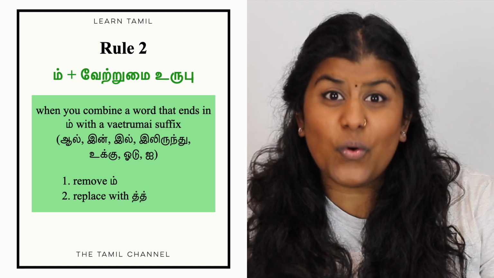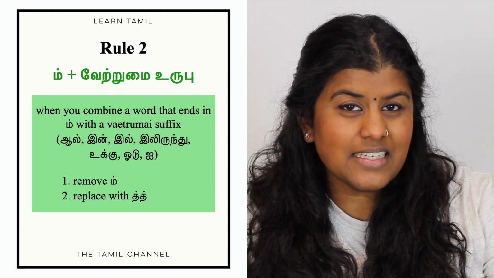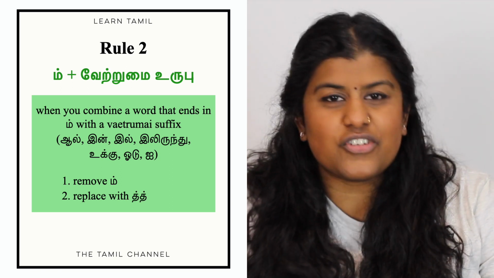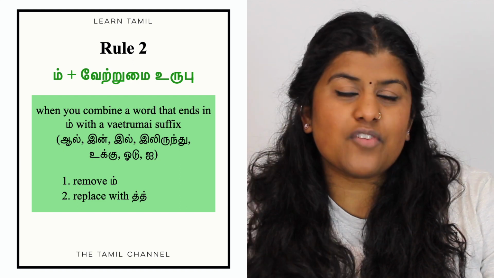Okay, next rule is specific to the Vetrama suffixes. So if you look here, you've got all the Vetrama suffixes. When you combine a word that ends in with a Vetrama suffix that starts with a vowel, which all of them do anyway, gets replaced with a double it.